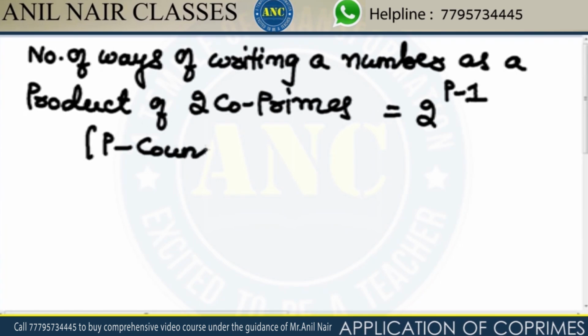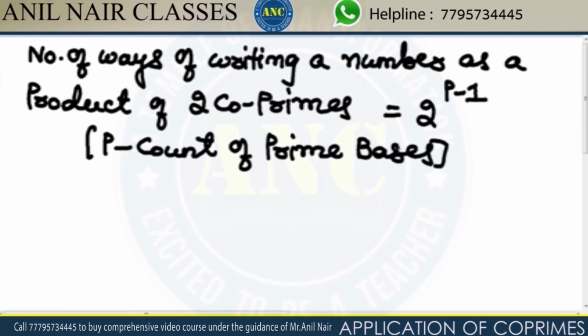P is nothing but the total count of prime bases. Please write down this. Number of ways of writing a number as a product of two coprimes is given by 2 power p minus 1. I will do it today with an example. If anybody wants a proof, I will discuss in detail in a number system high level workshop.